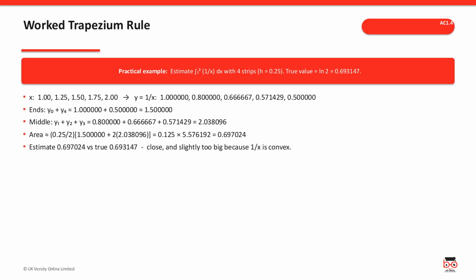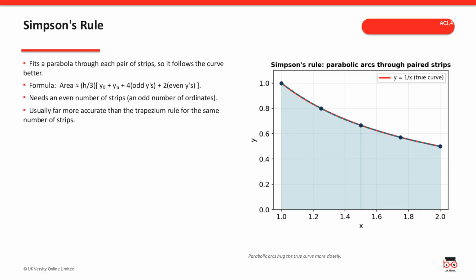That's 125 times 5.576192, giving 0.697024, close to the true value, and just a touch too big because 1 over x curves upwards.